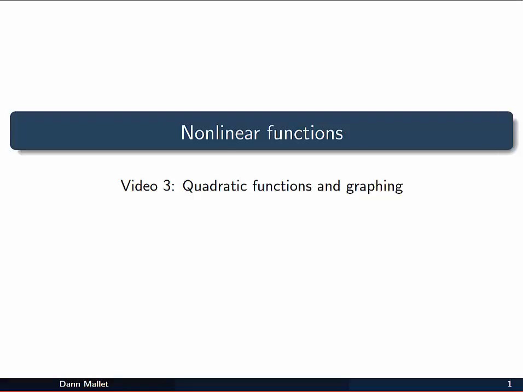Building on from the ideas of quadratic expressions, quadratic equations, and solving quadratic equations, we're now going to look at our first nonlinear function, the quadratic function. We'll also be looking at its graph.